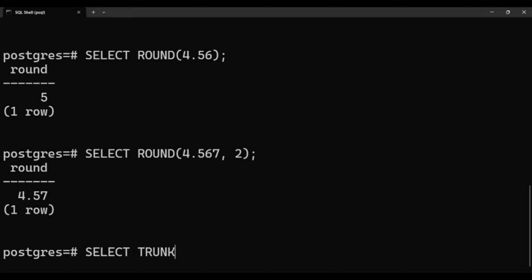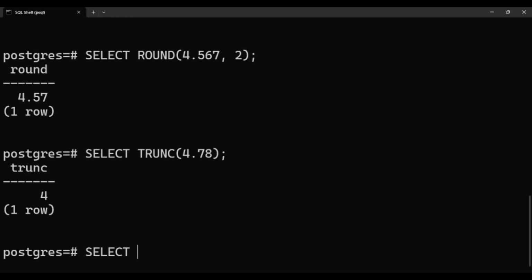For example, in the next one, round off 4.567 comma 2. The second value after the point is greater than 5, right? So that's why 1 was added, and we will get 4.57. The 6 is greater than 5, right? So that's why we add 1 to it. That's how we'll get 4.57 as the output.